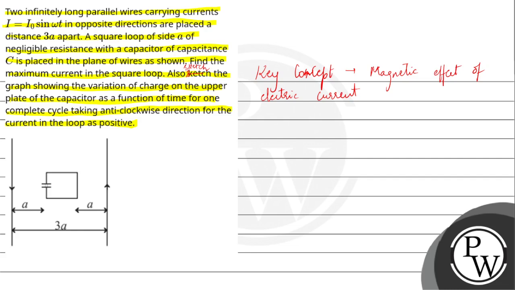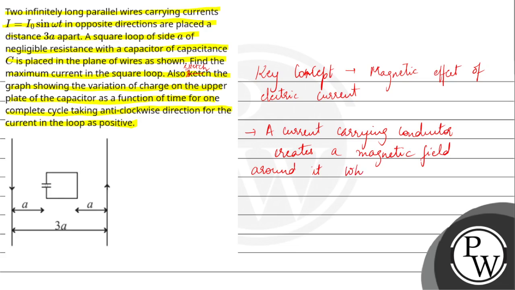So a current carrying conductor essentially creates a magnetic field around it, which is represented by magnetic field lines, and forces. And magnetic forces.